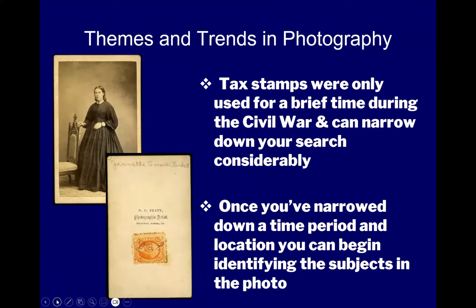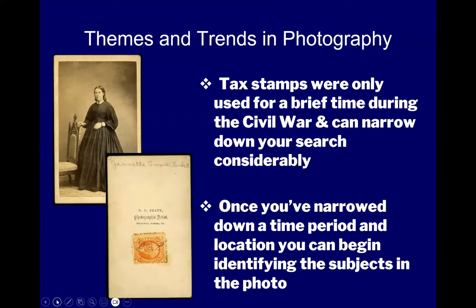What's remarkable about this photo is that Jeanette Small Burkett was the second wife of a man, Daniel Burkett. They were only married for 17 months. They had gotten married, they had a child. A few months later, she got pregnant again, had the baby, and died within the month after the second child was born. That second child was born in the spring of 1865.